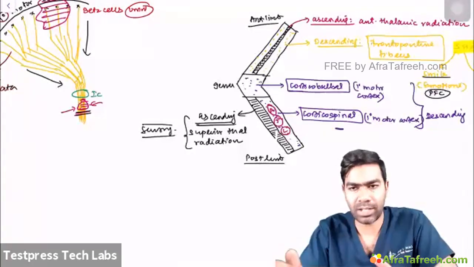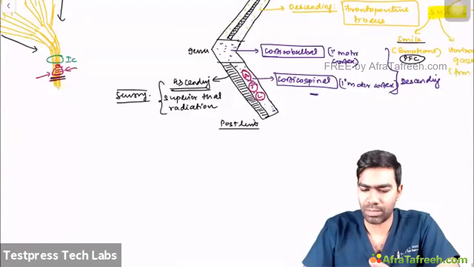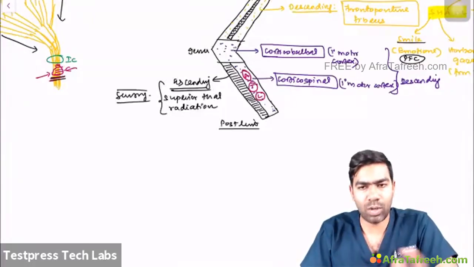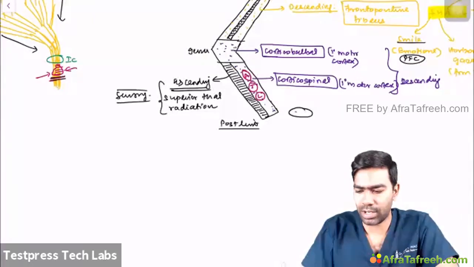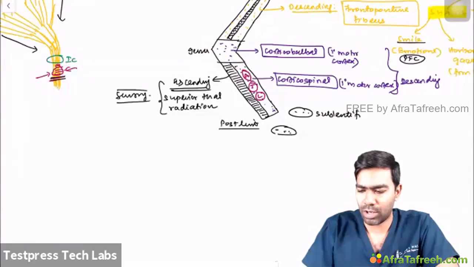Then what else? Some other parts I have voluntarily ignored. For example, you have something called the retrolentiform part and the sublentiform part. I don't want to really show, but I can show something like this here. So let us assume this is the sublentiform part of the internal capsule, and this is the retrolentiform part of the internal capsule.